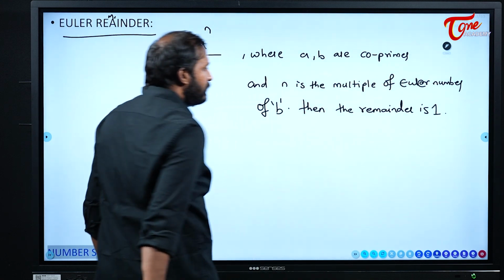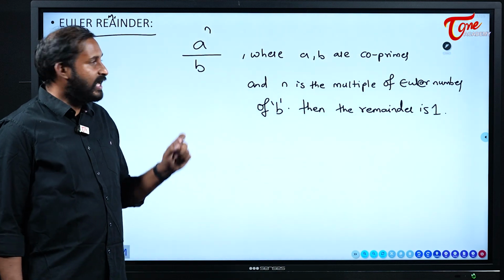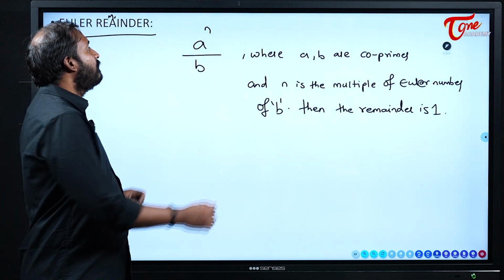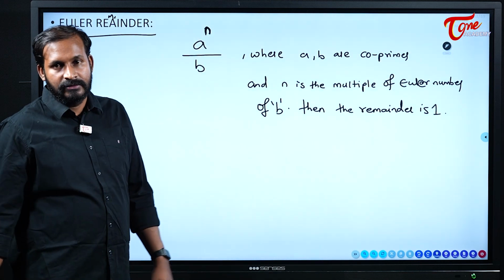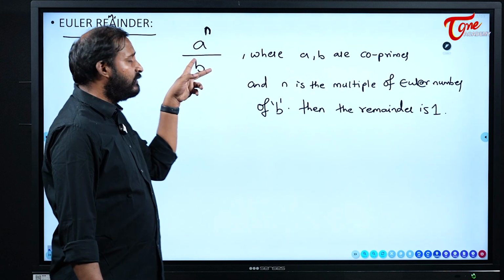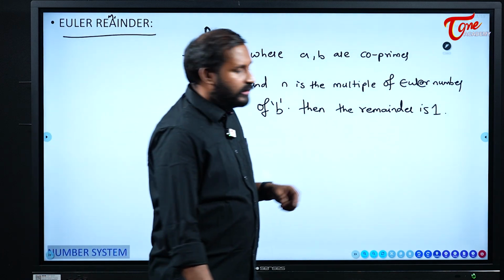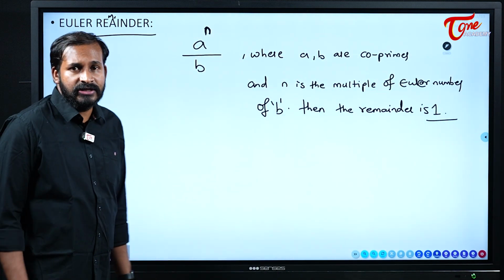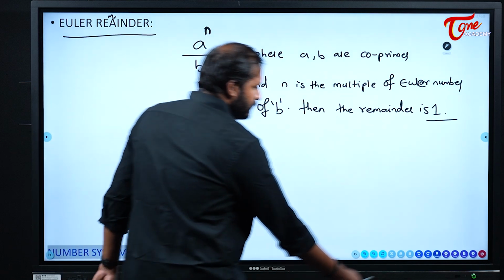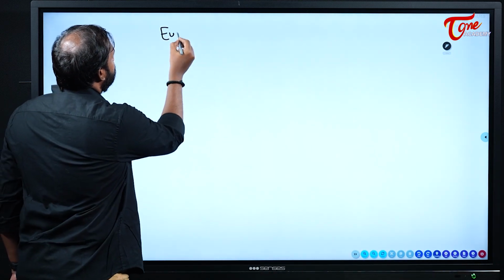So, the remainder is 1. That is simple. A and b should be coprimes and n should be a multiple of the Euler number of b. What is meant by this Euler number? If any number is of this form, then we get the remainder as 1. Now, what we need to understand is what the Euler number is.